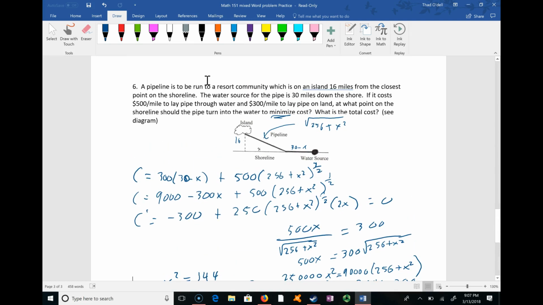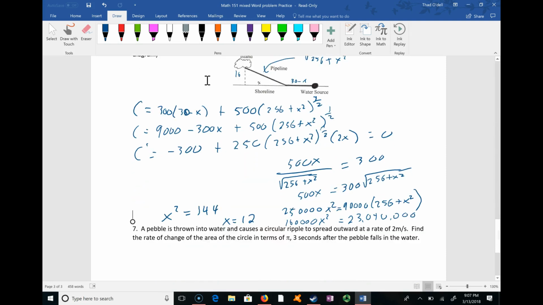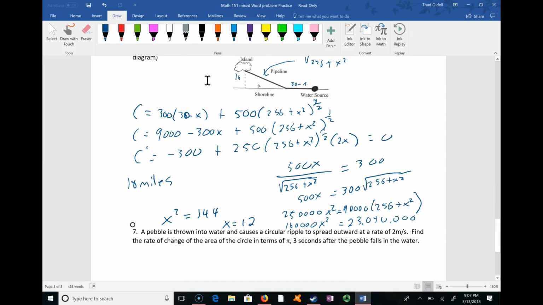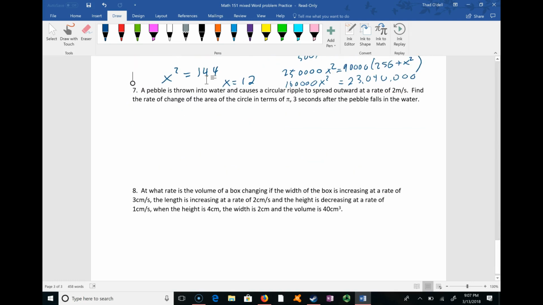So what was the original question? Should the pipe turn into water? So that means you would go along the land for 18 miles, because x is 12, right? So you go along for 18 miles and then start heading out to the island. And then the second question says, what is the cost? Well, the total cost, you just plug 12 back into the total cost equation up here. And I'm not going to bother to do that right now. You can check that.